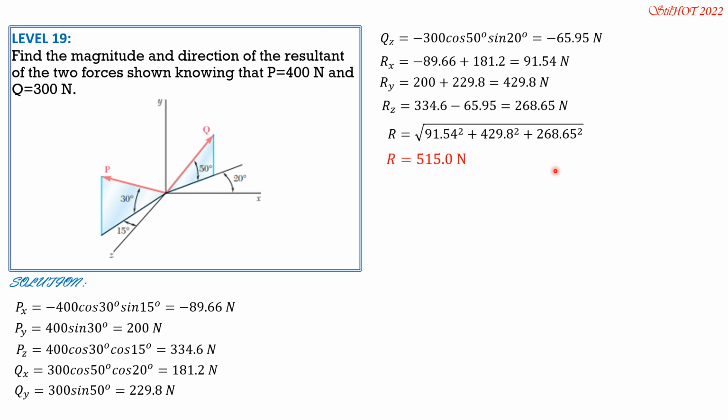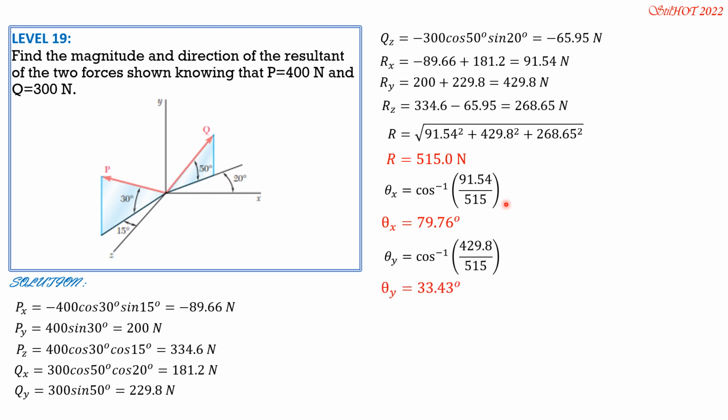Then for the direction, cosine theta x is 91.54 over 515, inverse cosine. So theta x is 79.76 degrees. Theta y is inverse cosine of 429.8 over 515. So theta y is 33.43 degrees. Then theta z is inverse cosine of 268.65 over 515.